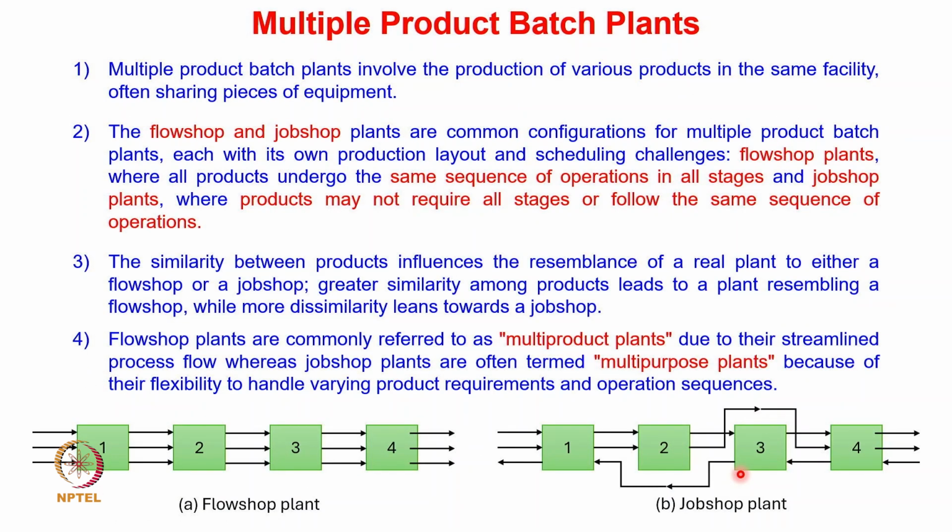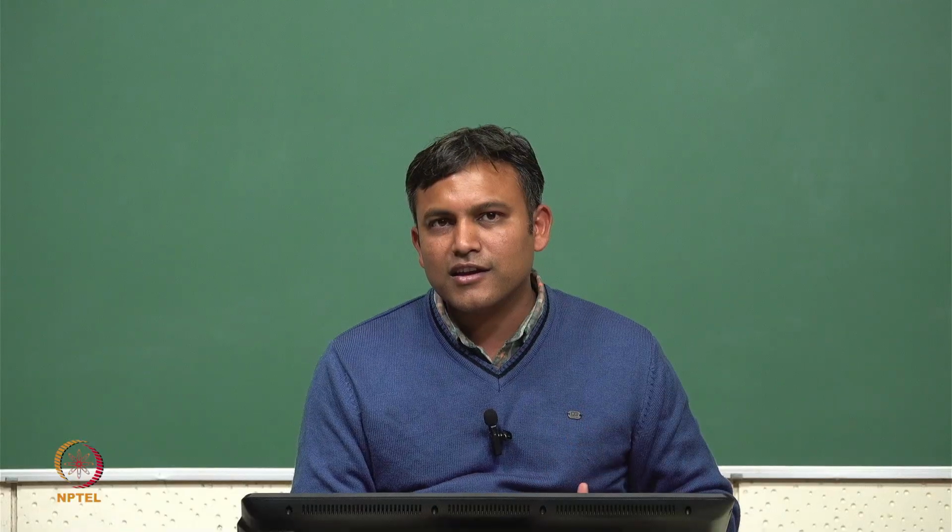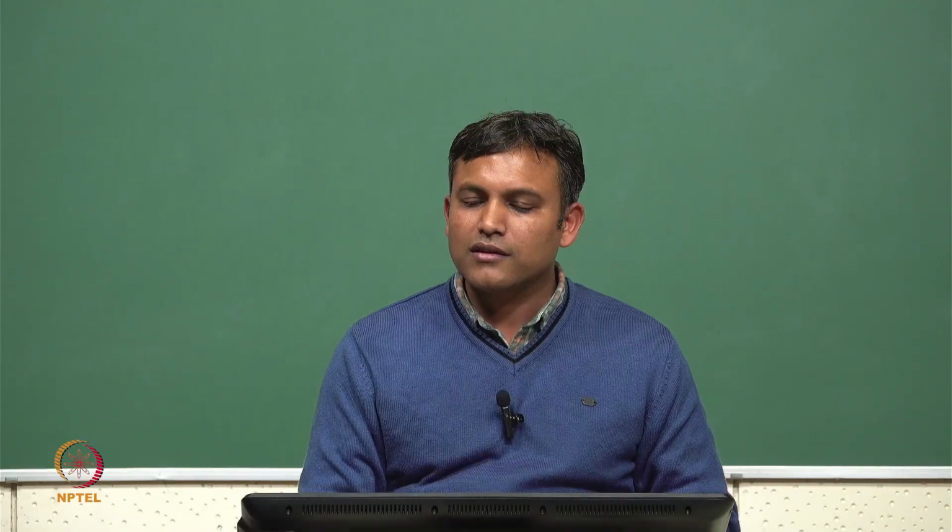Now let's look at the multiple product batch plants. So there are two definitions. Multiple product batch plants involve the production of various products in the same facility. There are multiple products which we are trying to produce in the same facility, often sharing pieces of equipment. So multiple products are getting produced, and we want to share the equipment between these different products.